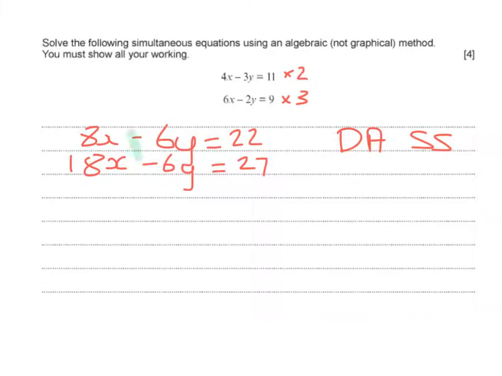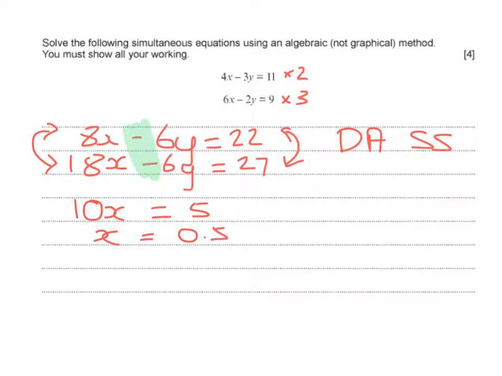Now we write down the four-letter word DAS, which means different, add, same, subtract. And we're talking about our operations there. If they are different, then we add the equations together. If they're the same, we subtract. So we've got 8x take away 18x. Or what we could do now is switch them. So we've got 18x take away 8x, which gives me 10x. We also need to switch these two round. So I've got 27, take away 22, which gives me 5. So if 10x equals 5, x would equal 0.5.